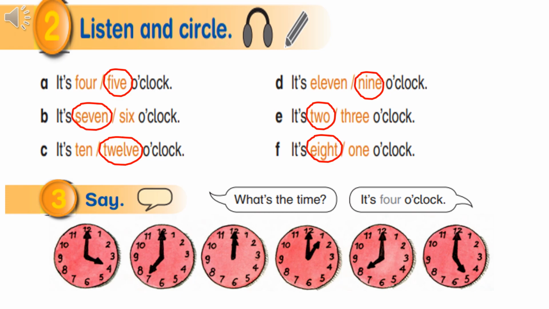Now here, clock number 5 and clock number 6. I want you to tell me what the time is between you and your friend or your brother or your sister, okay? Work in pairs with your sister or brother or friend. Talk about the time. Thank you.